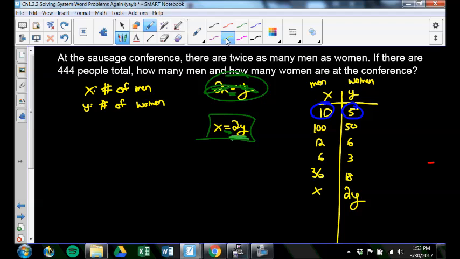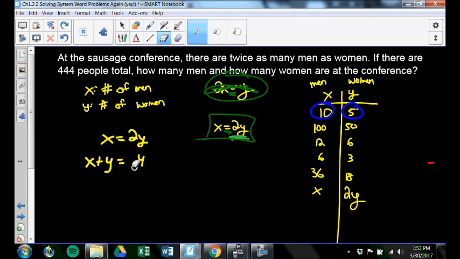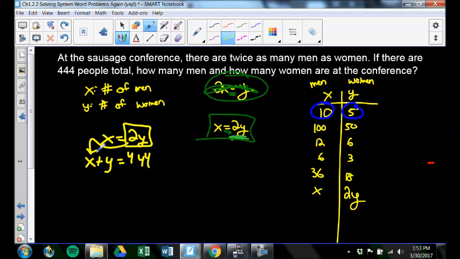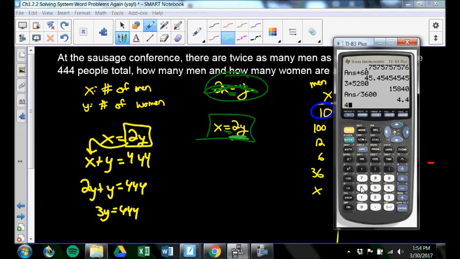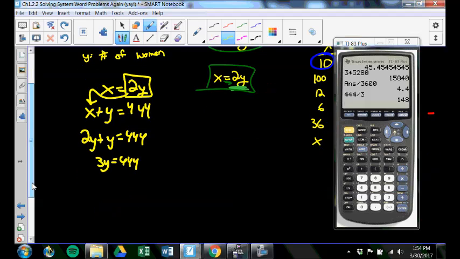So there's one of our equations, x equals 2y. The other equation is x plus y equals 444, because the number of women plus the number of men was 444. I will now substitute. I will take this 2y and plug it in for this x. So 3y equals 444. 444 can actually be divided by 3 very cleanly. We get 148. So if y equals 148, x is going to be twice as big as that, which is going to be 296.